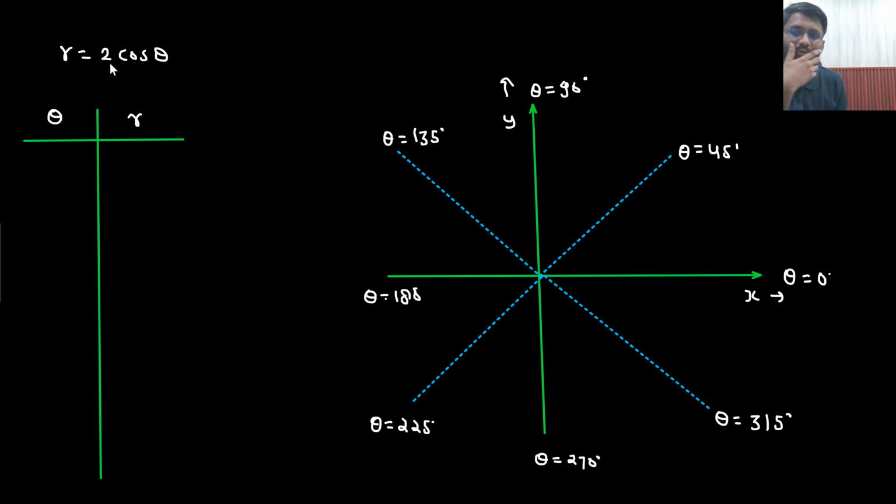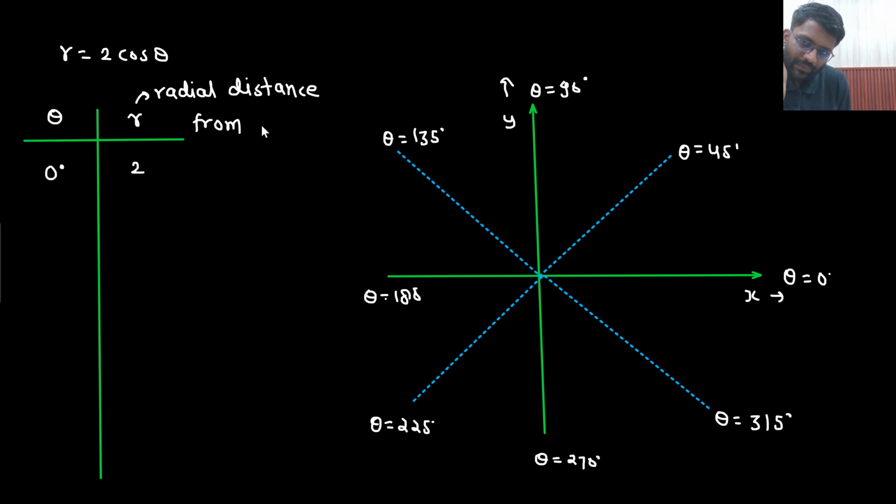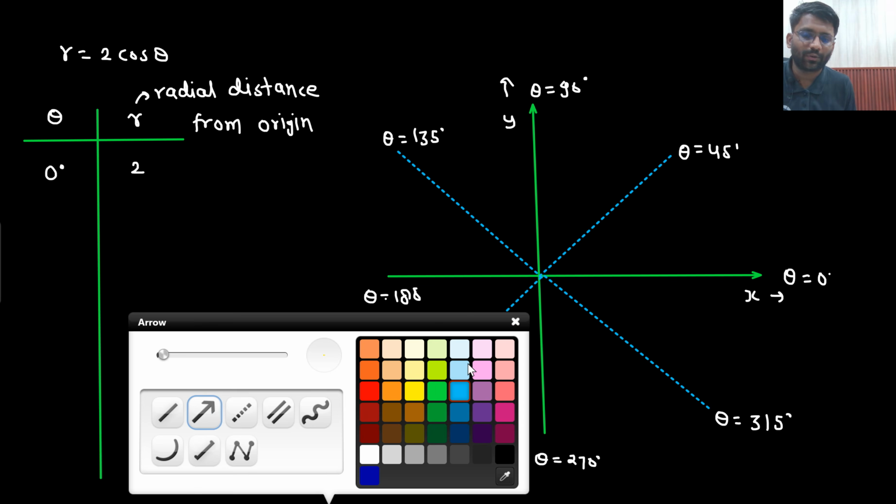Absolutely, sir. So when theta is 0 degrees, what is the value of r? The value of r is 2. That means when theta is 0 degrees, the radial distance from the origin is 2. What is r? r is the radial distance from the origin.